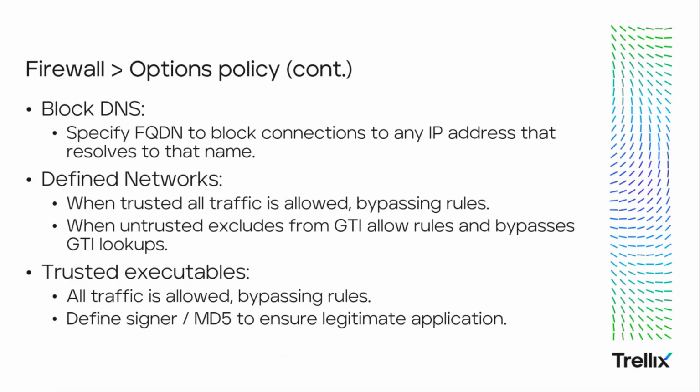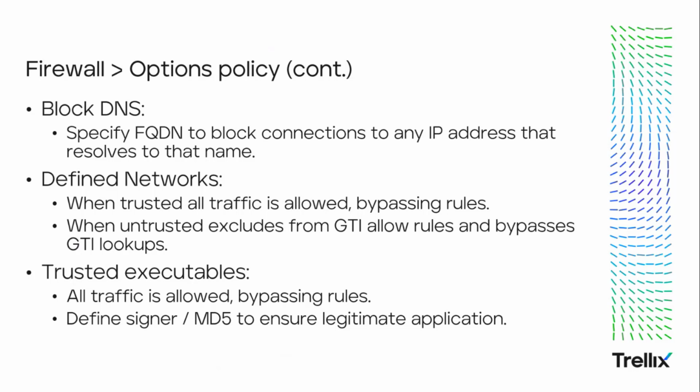And finally, in the firewall options section, you have three sections where you can define some lists of things and how to deal with them. The first one is the block DNS. This is essentially a blacklist of domains. What you would do here is simply list any FQDNs, fully qualified domain names, for domains that you don't want any traffic, any connection to be allowed to that domain.